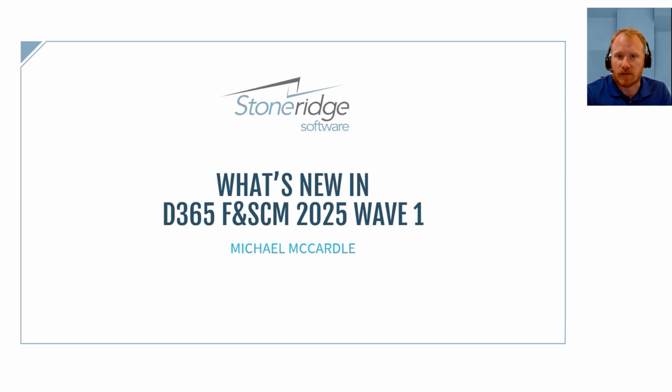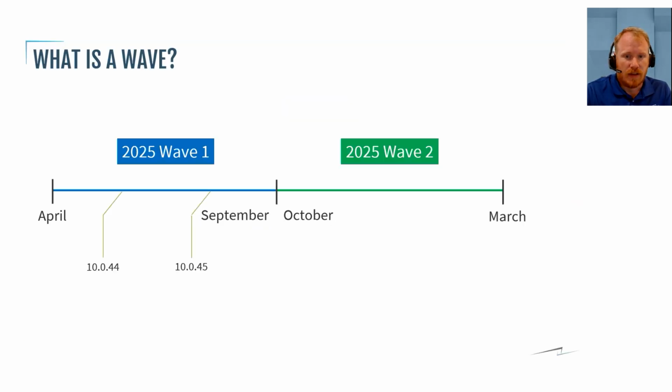I'm a QA lead here at Stoneridge, and we've got a lot of new and exciting features to get through, so let's get started. Before we jump into the features, I'm sure some of you are probably asking, what is a wave? A wave is just a collection of features that Microsoft intends to release over a period of time.